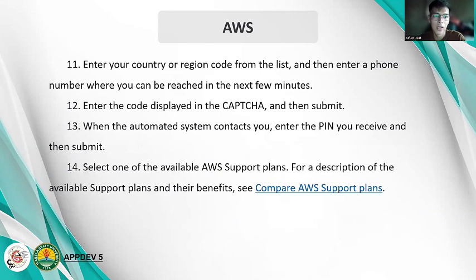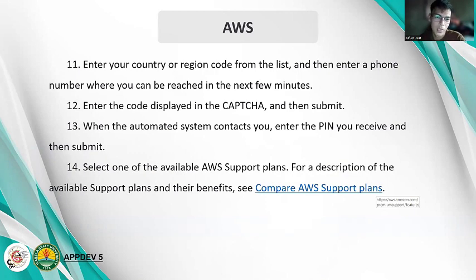Then, number 11, enter your country or region code from the list and then enter a phone number where you can be reached in the next few minutes. So, kailangan natin ng phone number na accessible. I mean, yung number mo sa phone, yung phone number mo para ma-access mo yung i-send nilang code. Ganun. Number 12, enter the code displayed in the CAPTCHA and then submit. So, may magpapakita dyan na CAPTCHA and then i-enter mo yan para punta ka sa next na process.